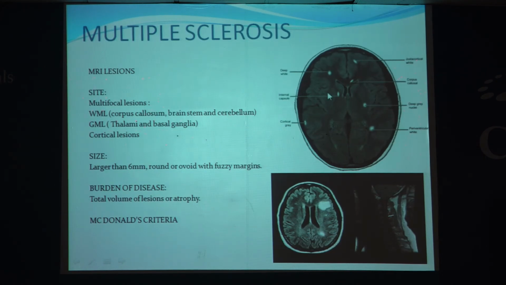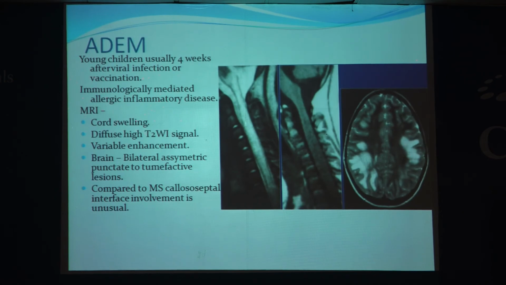In the brain, MR lesions can be multifocal. They can be white matter lesions, like these in the corpus callosum, brainstem and cerebellum, or gray matter lesions in the thalami and basal ganglia, deep gray matter, or cortical lesions. These are usually larger than 6 mm, round and oval with fuzzy margins. And there are certain criteria like the McDonald criteria. I will not go into the details much, but that's about multiple sclerosis.